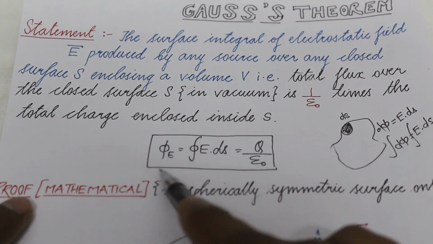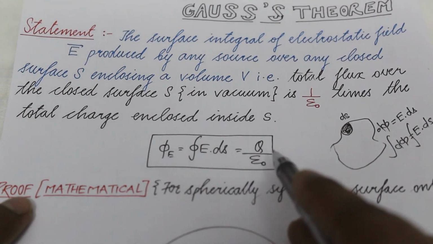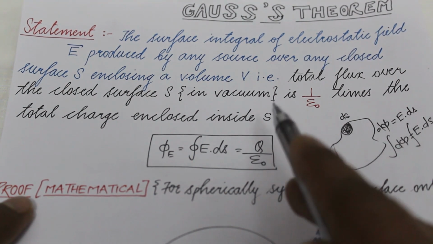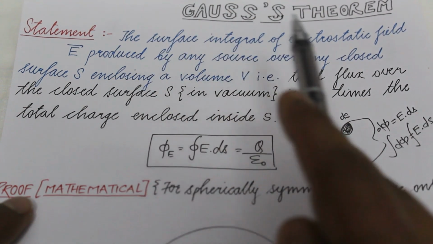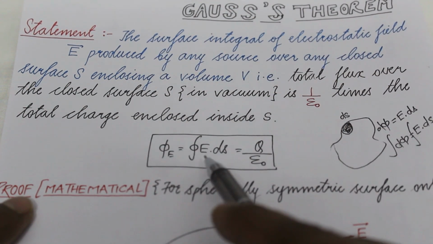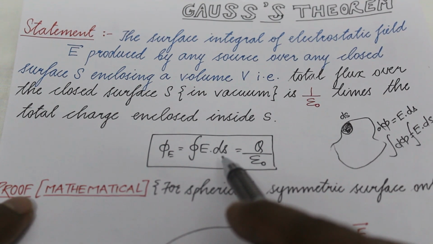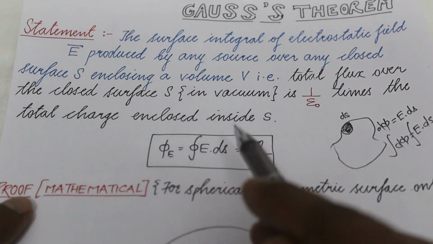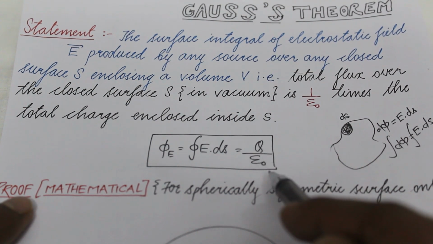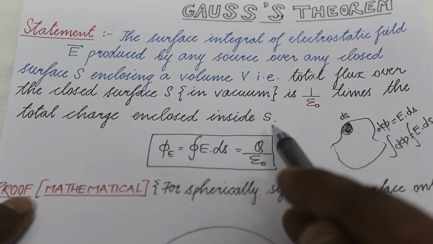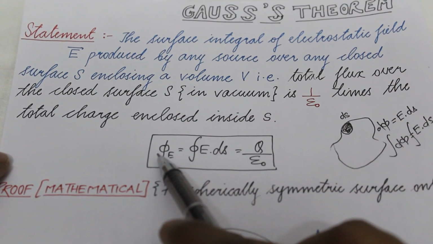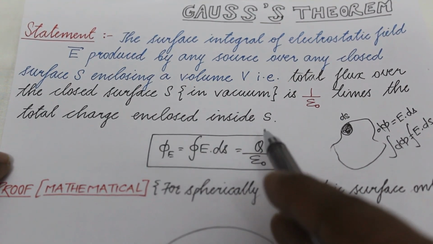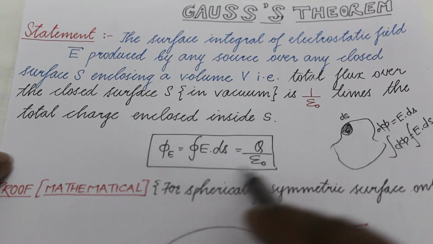So just by finding out the flux, we can find out the net charge enclosed in the surface. This is Gauss theorem. Gauss theorem says that the surface integral of electrostatic field, that is E dot ds, which is equal to the electric flux, is equal to Q upon epsilon naught. Q is the charge enclosed in the surface. So to find out the net charge enclosed in the surface, we can use flux, and flux is equal to Q upon epsilon naught. This is your Gauss theorem.